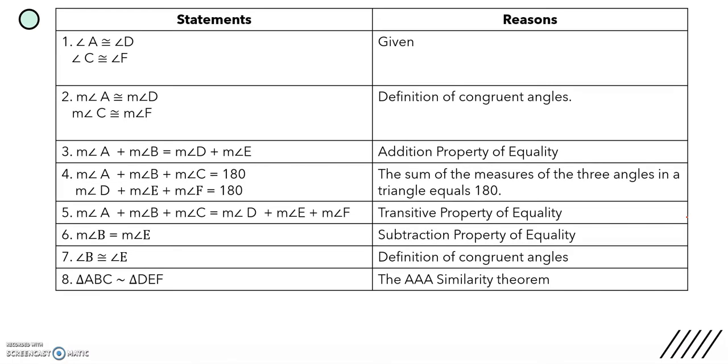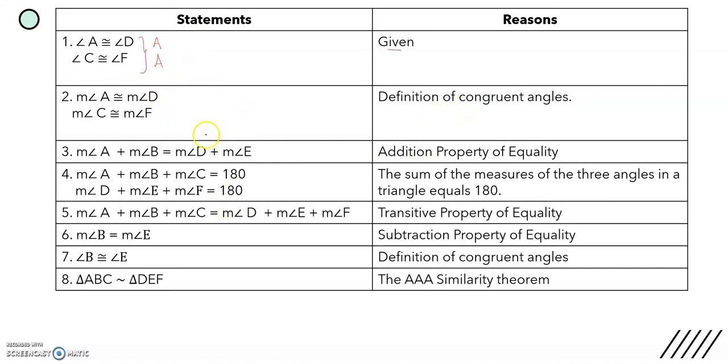by writing the two-column proof, which is statements and reasons. So the first statement here is the given statement, of course. So this is the first A, this is the second A. Angle A is congruent to angle D, angle C is congruent to angle F, so always the reason is given. Since these two A's are congruent, you can say that the measures of these two pairs of angles are congruent by the definition of congruent angles.